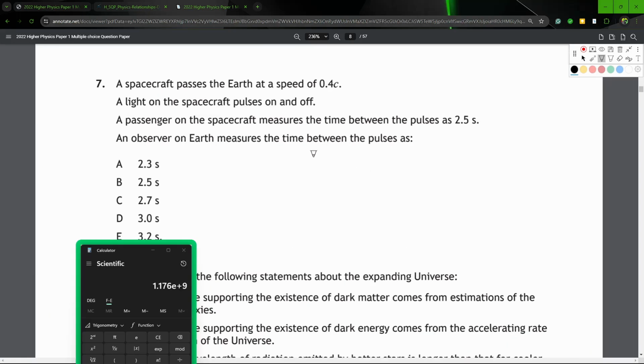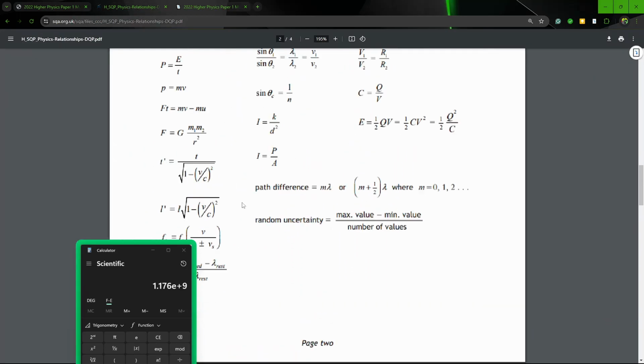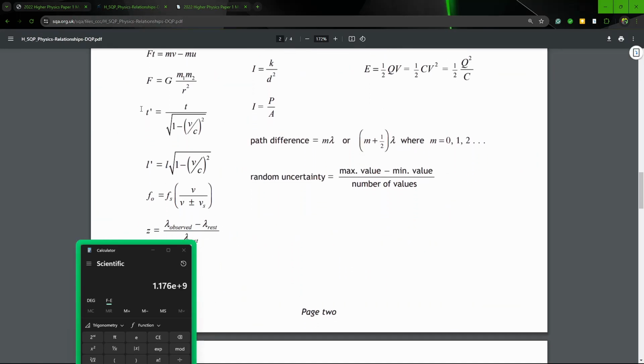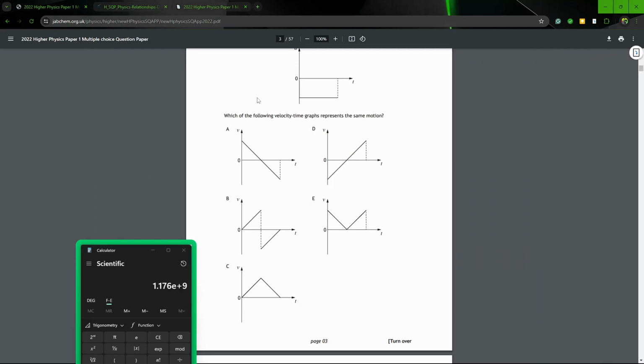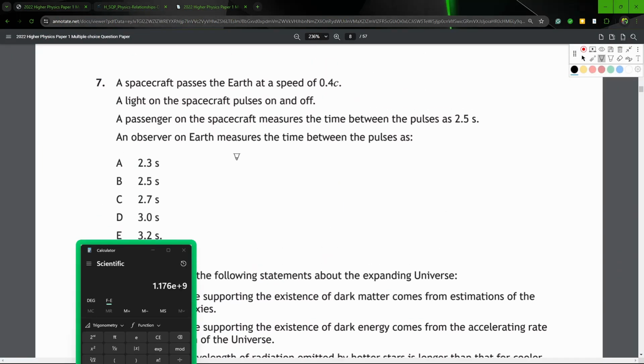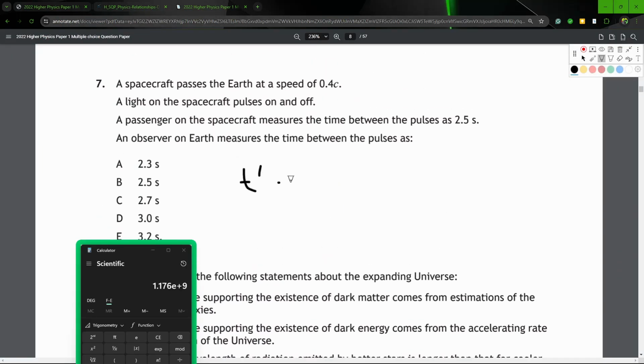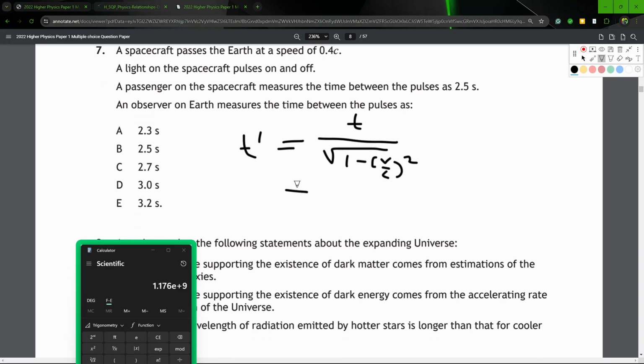So this is going to be a time dilation question. This is probably going to have you pull out your relationship this time, but we've got these two relativity equations. This one's for time, this one's for length. So we're just going to copy this one in. t prime equals t over root 1 minus v over c squared. And we're just going to plug in our numbers.